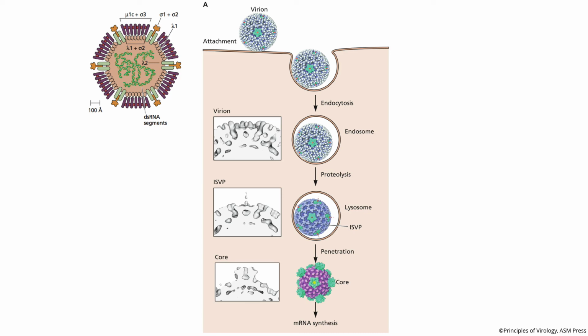And then it's in the cytoplasm that this core begins to make mRNA. And in fact, the genome never comes out of that core. What comes out are mRNAs, and we'll talk about that next time. So that's why you need two concentric shells, and that's why you need lysosomes.